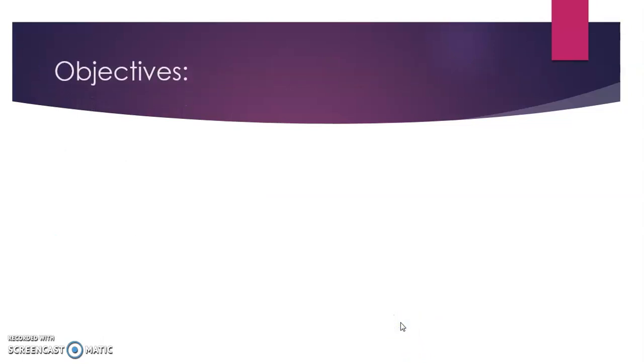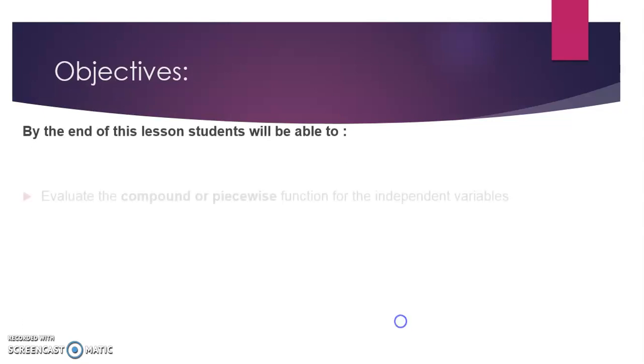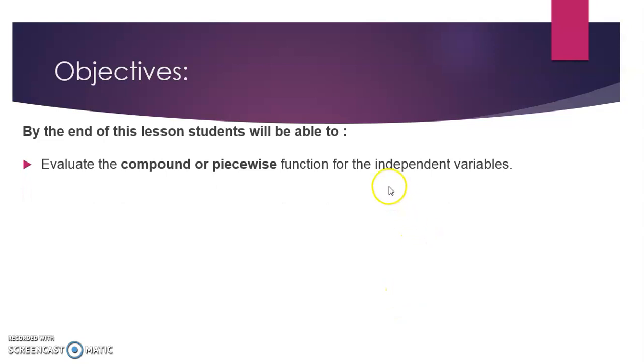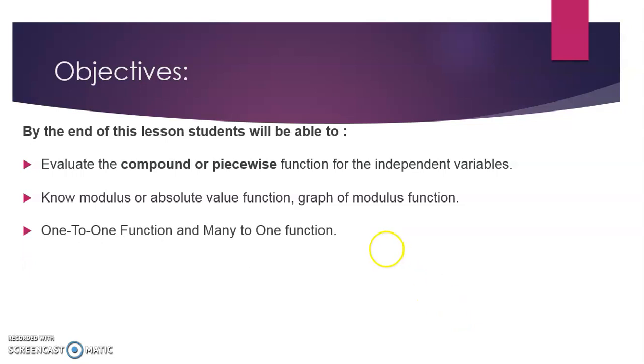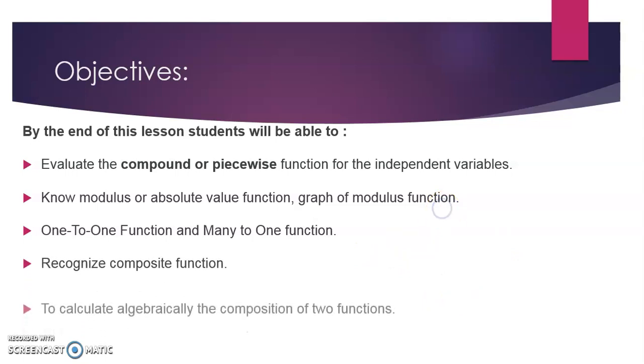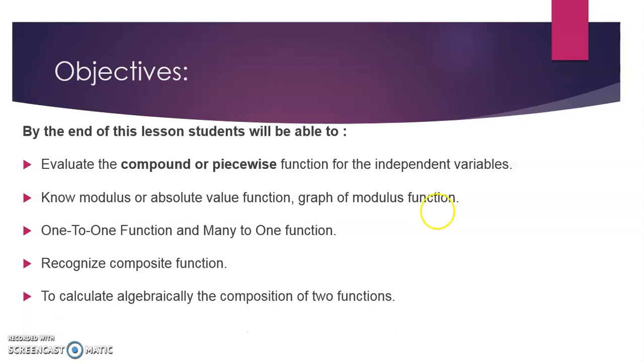So here are the objectives of our today's lecture. By the end of this lesson, you'll be able to evaluate the compound or piecewise function for the independent variables. You'll be able to know modulus or absolute value function and its graph. You'll be able to know one-to-one function and many-to-one function. You can recognize composite function and then to calculate algebraically the composition of two functions. And then finally to find inverse of functions.